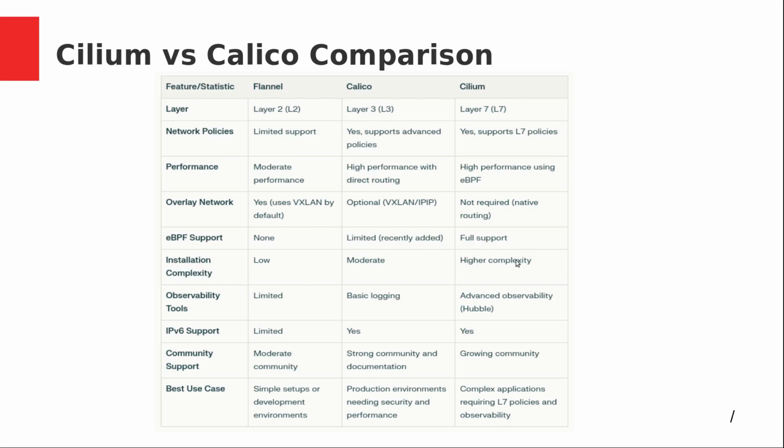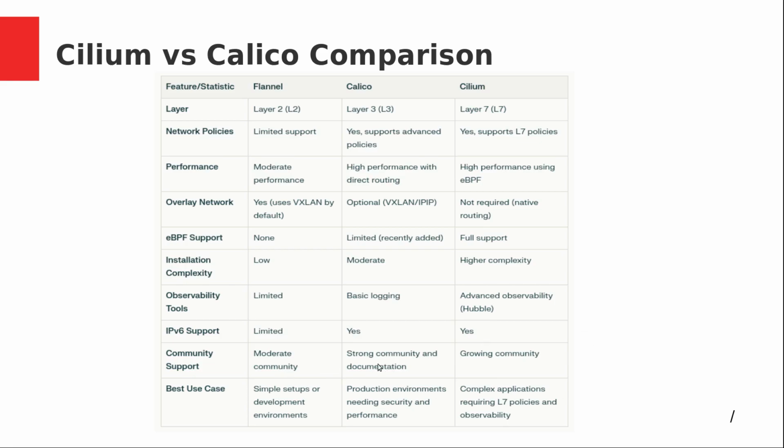Complexity: low, moderate to high. Observability: limited. This supports logging. This is advanced. This is something called Hubble. I'm guessing it's named after the space telescope, which just gives you a clue as to the kind of insights that you can get. IPv6 support: limited, yes.